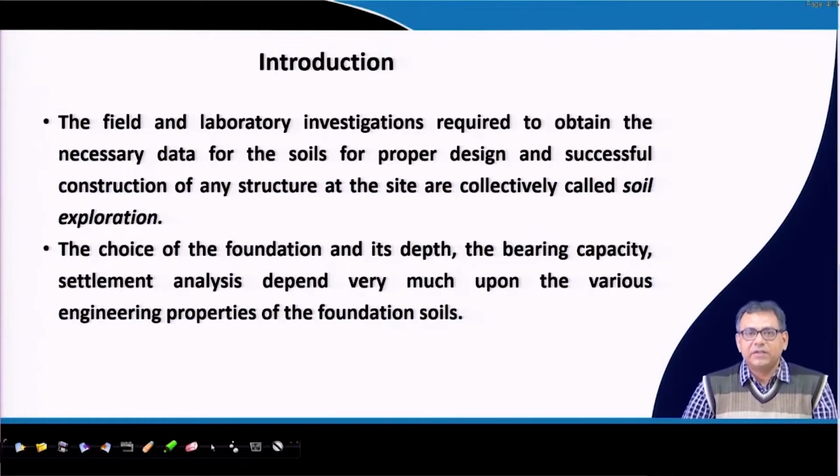The first part that I will start is soil exploration, because for foundation design we should know the properties of the soil. These soil properties can be determined either by field test or by laboratory test, and for that purpose we have to do the soil exploration. The definition of soil exploration is that the field and laboratory investigations required to obtain the necessary data for the proper design and successful construction of any structure at a site are collectively called soil exploration. But in this part I will discuss mainly the field investigations.